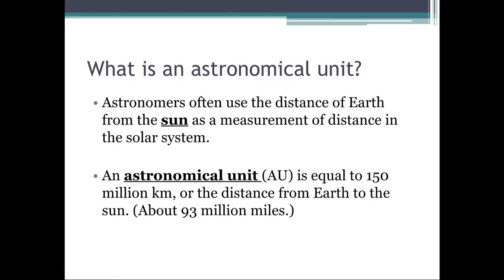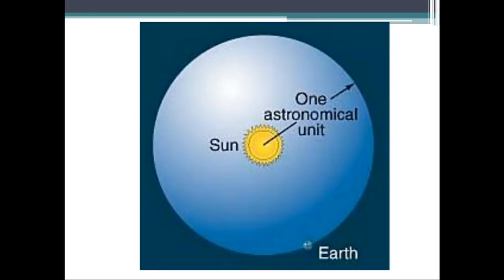And that distance is actually equal to about 150 million kilometers. That would be like circumnavigating the Earth, which most people don't even do in their entire lifetime, about 15,000 times. So that's a pretty big distance. In miles, that would be 93 million miles. So this is a good unit for measuring things within our solar system.